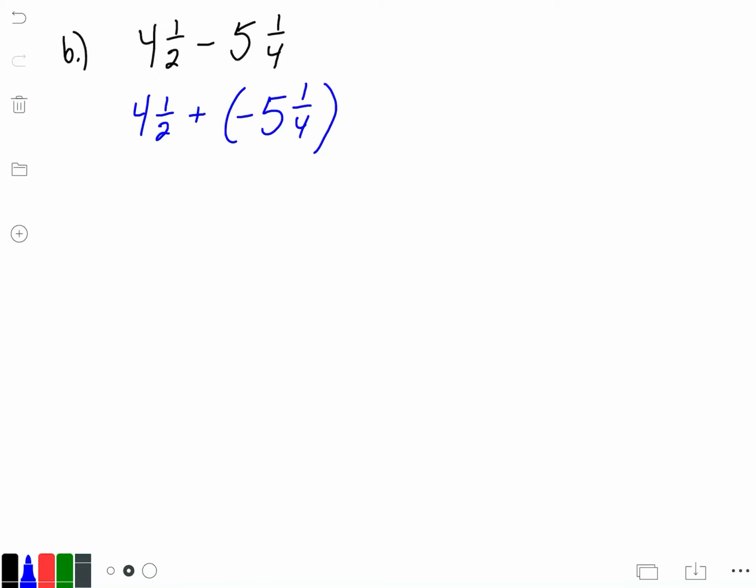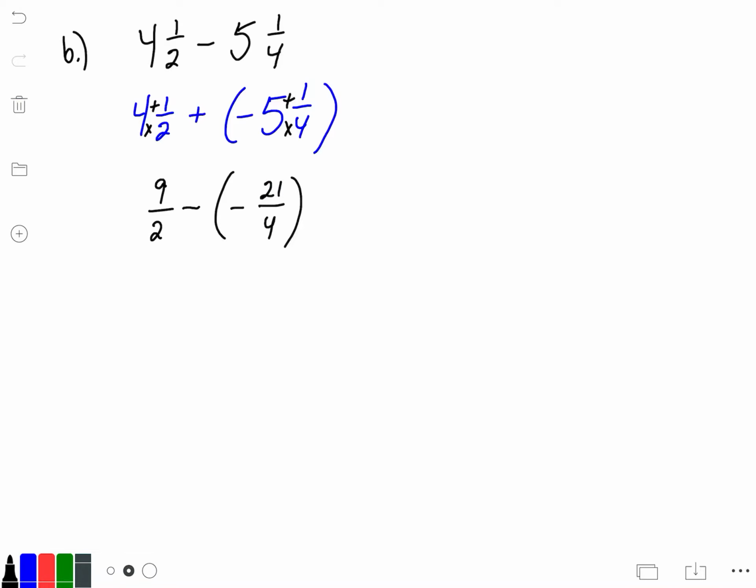Let's say we have two mixed numbers this time. We've got 4 1/2 minus 5 1/4. So first step, keep, change, flip. Change to addition, flip to be the opposite sign. This time this would be a -5 1/4. I'm going to make them improper now. So 2 times 4 is 8, plus 1 is 9. This is 9/2. 4 times 5 is 20, plus 1 is 21.